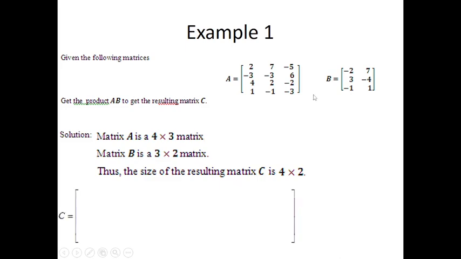So, 4 by 2, sabihin yan, 4 rows and 2 columns. So, C na pala: C11, C12, C21, C22, C31, C32, C41, C42.